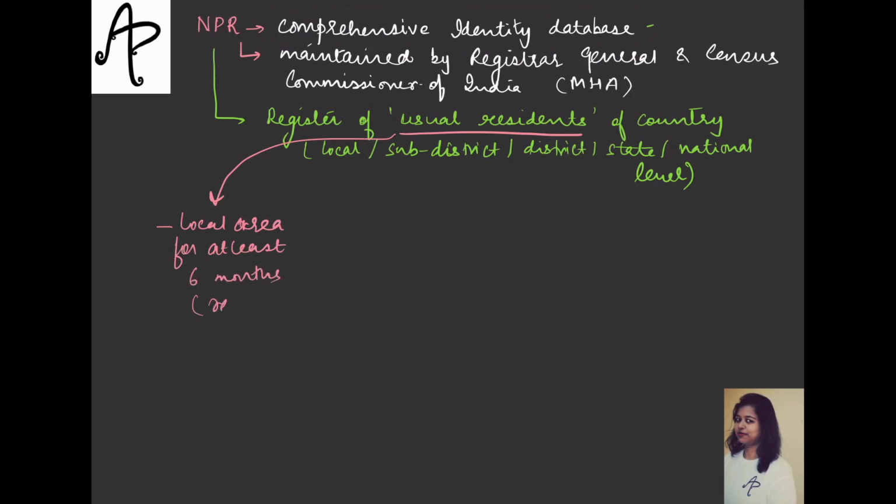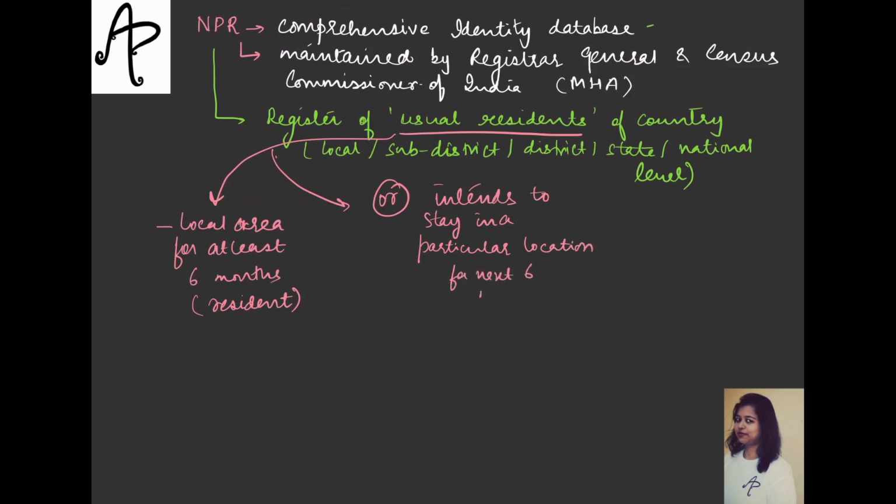ठीक है? किसी local area में the person already has been a resident for at least 6 months or intends to. So either the person has already stayed or been a resident, or the person intends to stay in a particular location for the next 6 months. So either already spent 6 months in an area or planning to spend the coming 6 months in an area. Any kind of person would be called a usual resident.